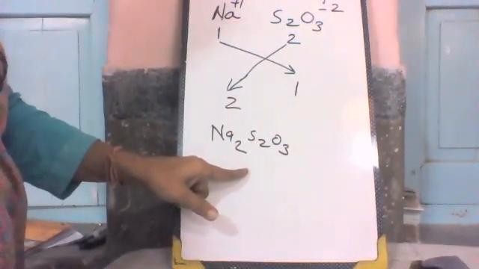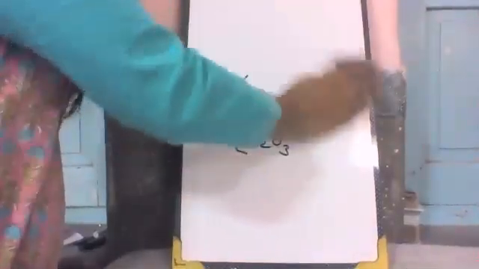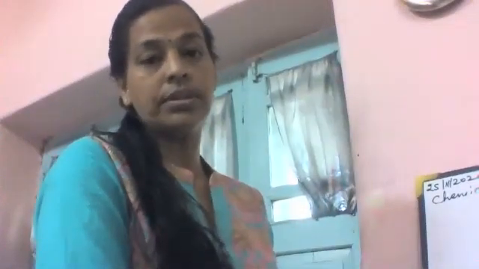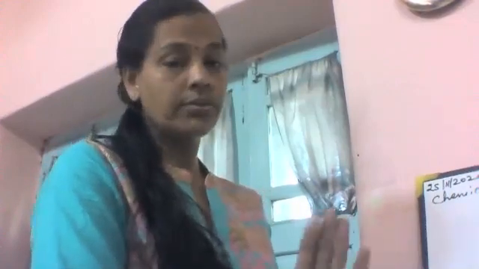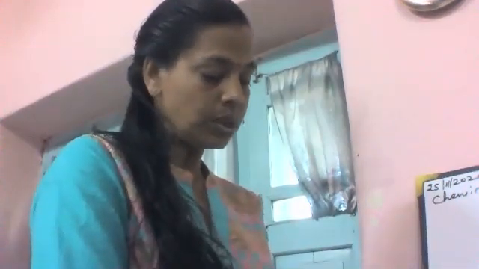Is it clear? Okay. Next is aluminium nitride. To write the formula, you have to learn the symbol and their valency. It is the most necessary thing to write a formula: symbol and their valency. So you have to learn the valency. Right?